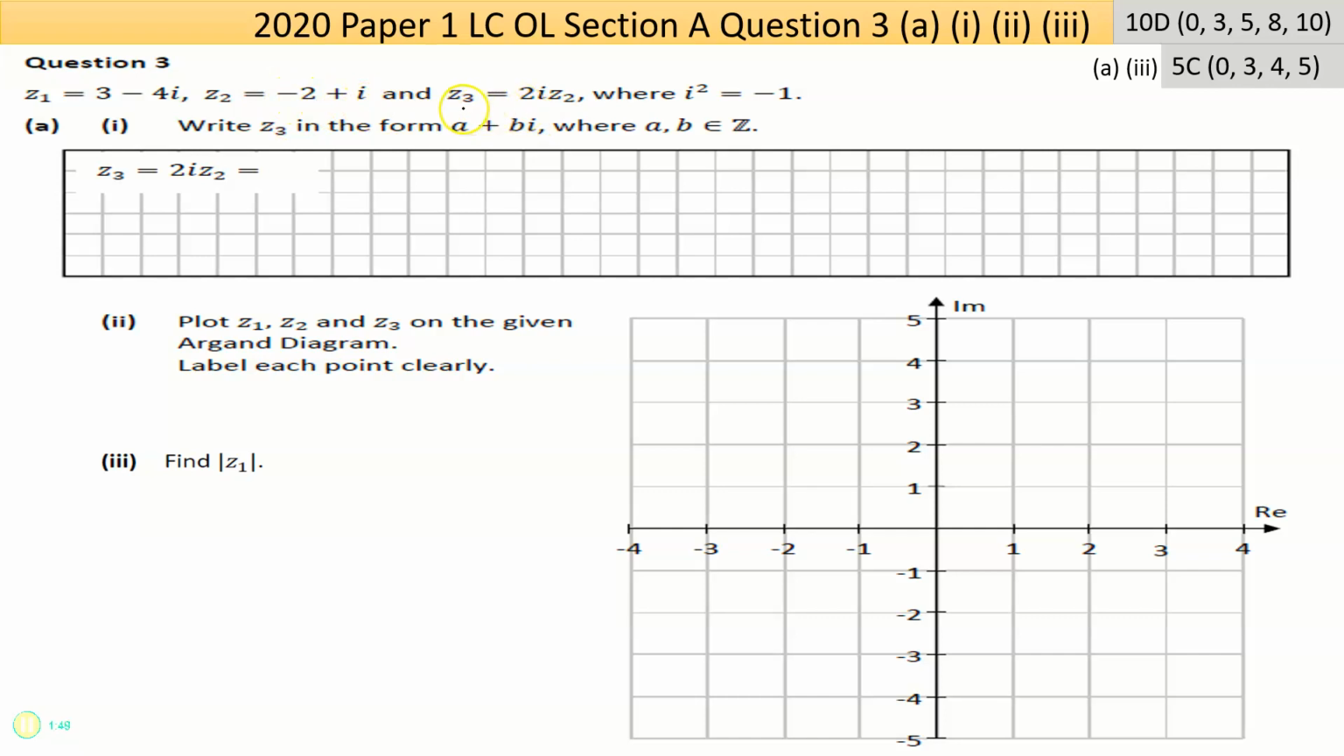Now they tell us that the third complex number is Z3, but they give it to us in code. They're saying that Z3 is equal to twice times i times Z2. We don't need to worry about what i is, but with Z2 we were given that. So this is 2 times i times minus 2 plus i. It might be smart to put that in brackets just to remind yourself that you're going to be multiplying by both of these terms. That's the equivalent to 2i brackets minus 2 plus i, which might be more familiar to you.